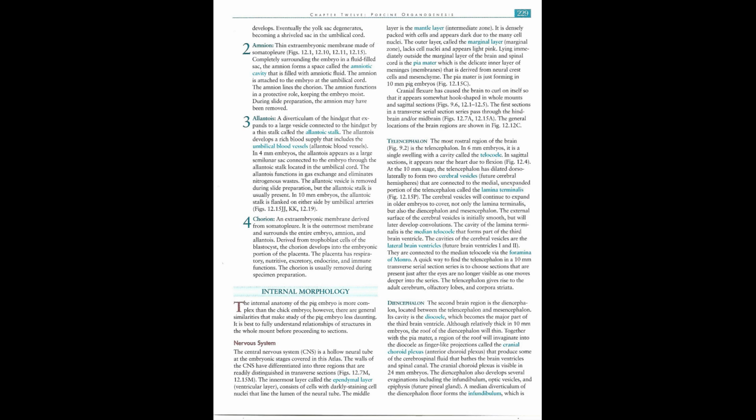finger-like projections called the cranial choroid plexus, anterior choroid plexus, that produce some of the cerebrospinal fluid that bathes the brain ventricles and spinal canal. The cranial choroid plexus is visible in 24 mm embryos. The diencephalon also develops several evaginations including the infundibulum, optic vesicles, and epiphysis, future pineal gland.